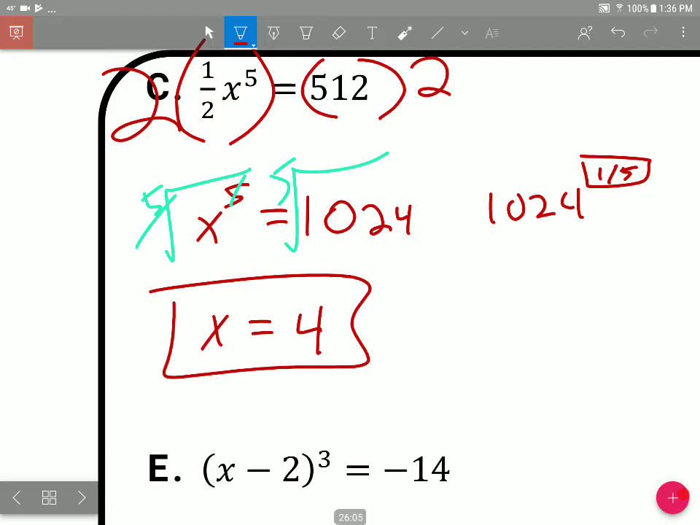How do you know if it's positive or negative, the final answer? If this was a negative 1024, because it's an odd root, it'll come out like that. If this was an even root, it would also have a plus or minus out here. But even roots cannot deal with negatives. Odd roots can. Cool? But good question.